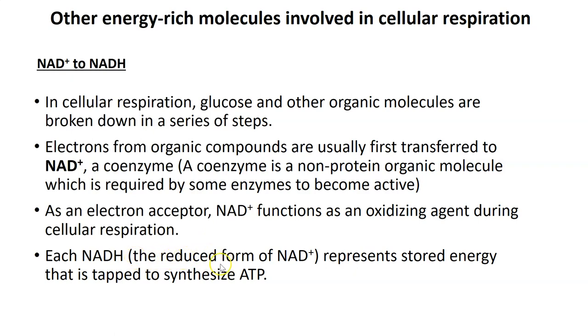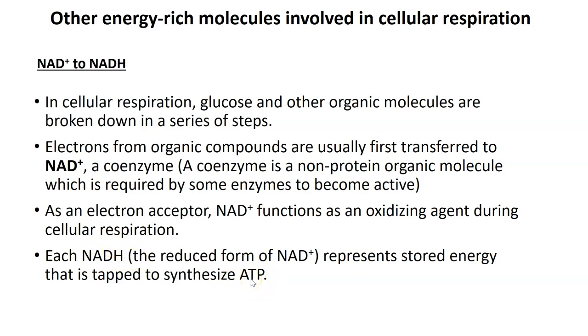Another way we could think about NADH is that because it contains high energy electrons, it contains lots of energy. The thing is, your biochemical processes that exist in cells don't really use the energy trapped in NADH, but they want to exploit the energy trapped in ATP. So that energy that's trapped in NADH is then used to synthesize ATP.